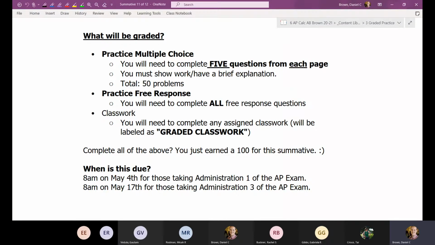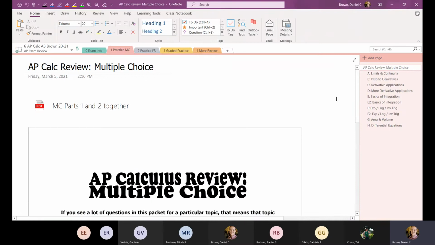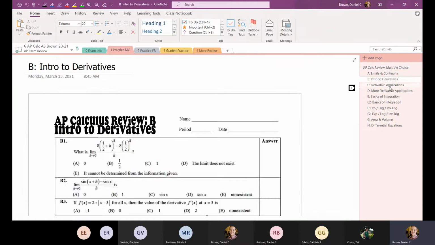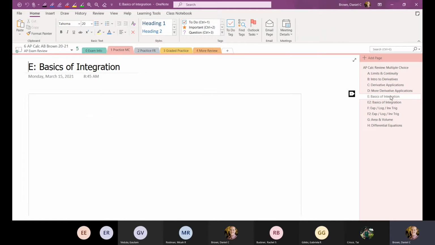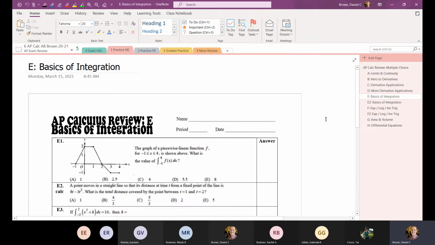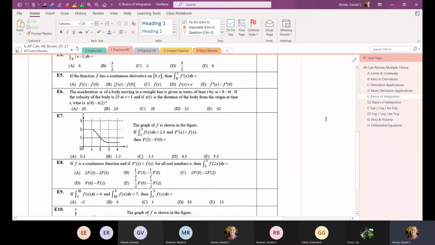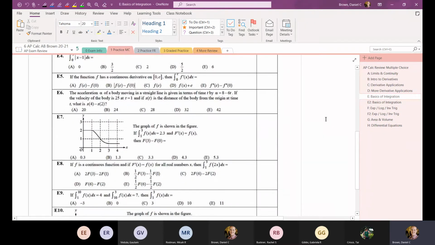So at a bare minimum, what I want you to do, there's some practice multiple choice questions, and I want you to choose 5 questions from each page. What those look like, they're under the multiple choice tab. I have them divided by topics, so we have like limits, intro to derivatives, applications, basics of integration. Pages A through H, each page has roughly 10 questions on it. I'm asking you to find 5 of them that you know how to do.